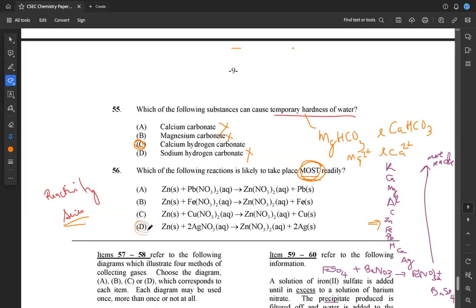So that's D. Okay? So we're looking at the position of zinc in relation to these other metals that it's trying to displace from the salt. And because zinc is up here and silver is all the way down here, it's going to displace silver from its salt and form zinc nitrate, and you're going to get that silver metal free. Okay? So 56 is our answer here.